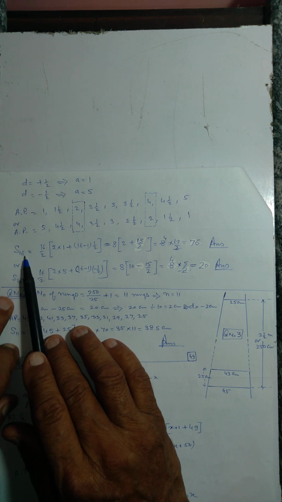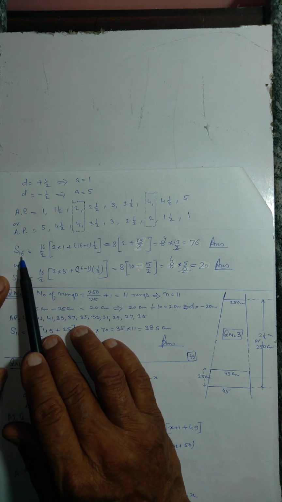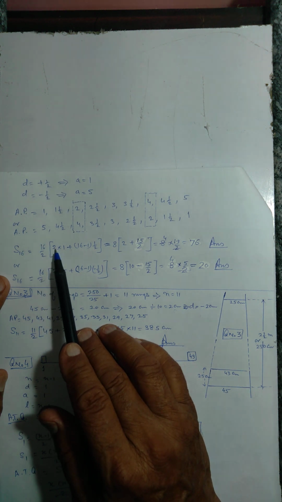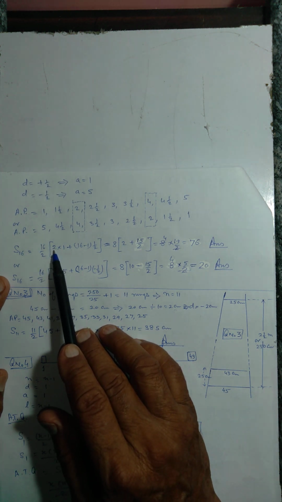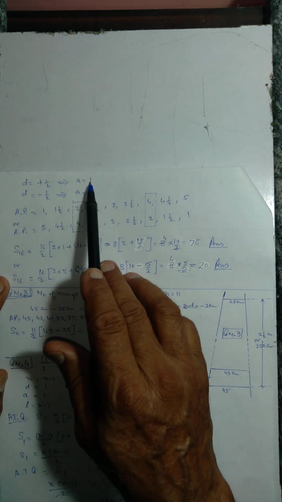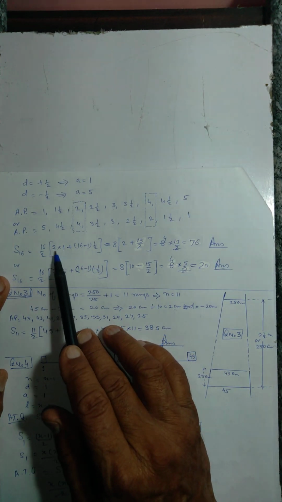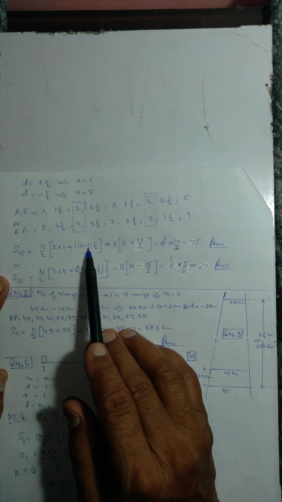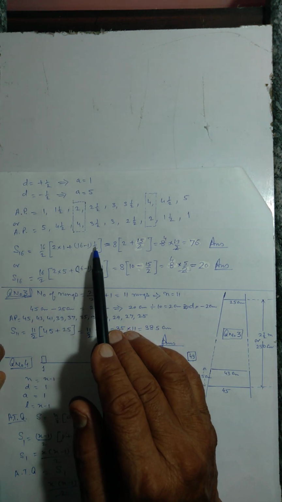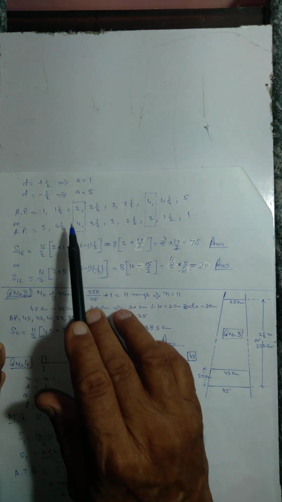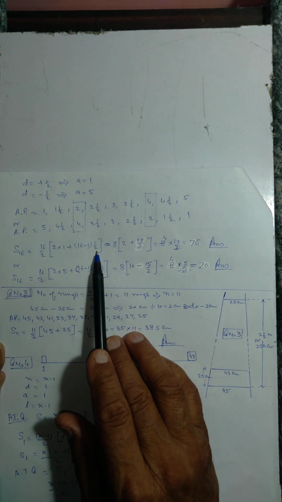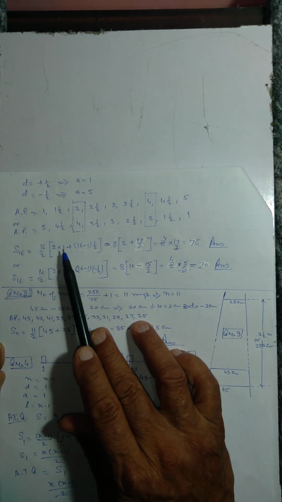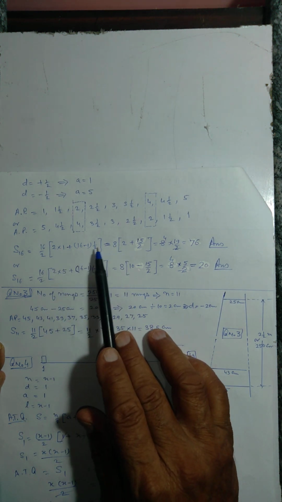To take the sum of 16 terms, you see 16 divided by 2. Here I have taken 2 into 1, that is the first term, plus 16 minus 1, that is n minus 1, into 1 by 2, that is the common difference. So 16 divided by 2 will become 8, and 2 into 1 will be 2.